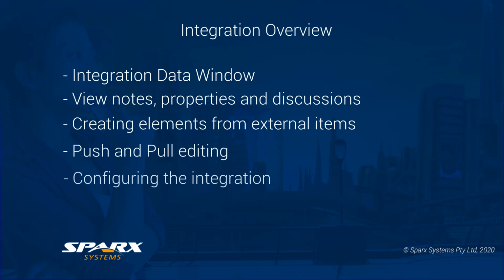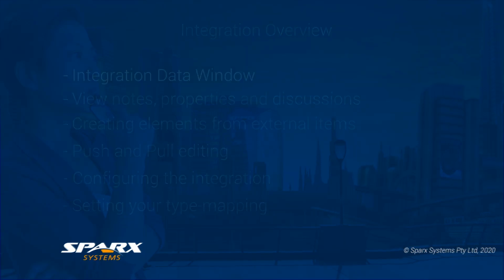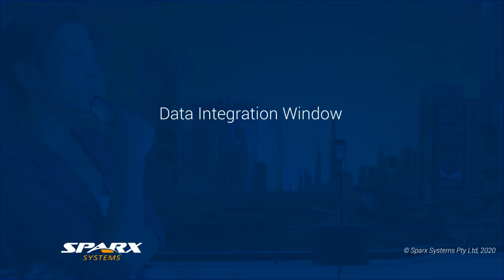Then we'll look at how to configure the ProCloud server to connect to the external application. And finally, we will look at setting your own type mapping between the external item types and Enterprise Architect's element types. This includes mapping fields in each of these. Let's firstly look at the data integration window.